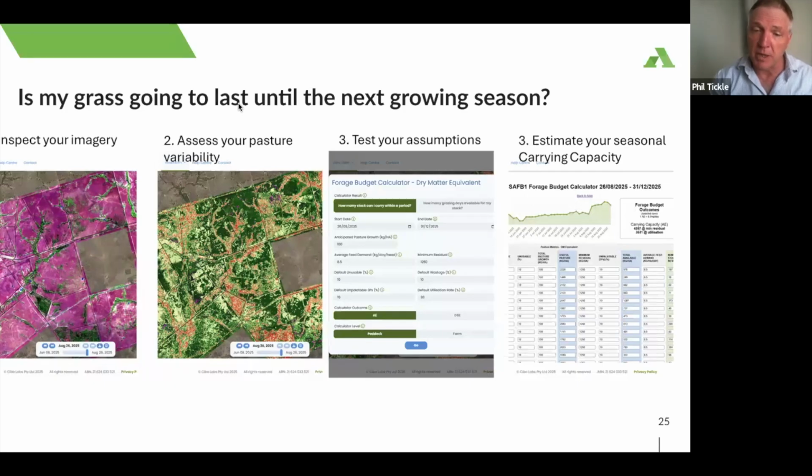So typically you'd be doing this at the end of the growing season, say at the end of April or early May, but really you can do it at any time of the year. So looking at the imagery and making sure you've got some clean imagery, looking at the available pasture biomass products there as well, so you can look at that variability, and you can look at the grazing utilisation of every paddock and see whether you're getting some even utilisation. We've got some tools there to test some assumptions, and then we've got some tools to help you estimate your seasonal carrying capacity. I'm just going to go through an example of that I've done now.